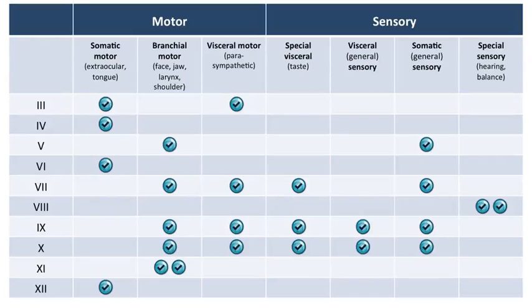All right, so there are a couple of dimensions in which I would hope that you would use this table in your studies. We've been emphasizing the horizontal dimension, that is, looking one nerve at a time, thinking about what are the various components that we would find in that nerve. So that's one way to approach using this table.